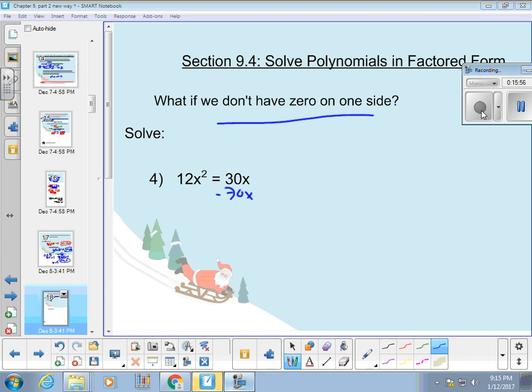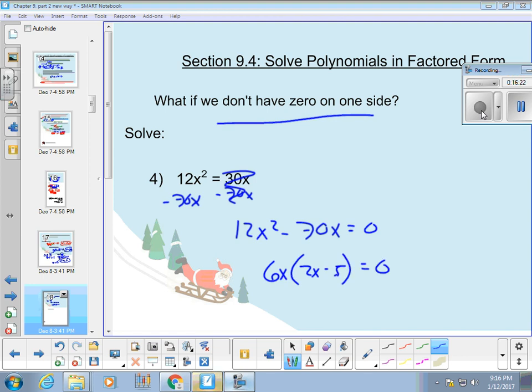In this problem right here, I'd subtract 30x from both sides. That'll cancel it out on the right and move it over to the left side. So I'll get 12x squared minus 30x, and all that equals 0. And now I can do exactly what I was doing in the previous examples. Look for the GCF. In this case, I think it'll be 6x. So inside the parentheses, I'll have 2x minus 5 equals 0.